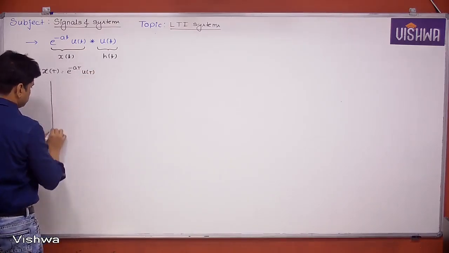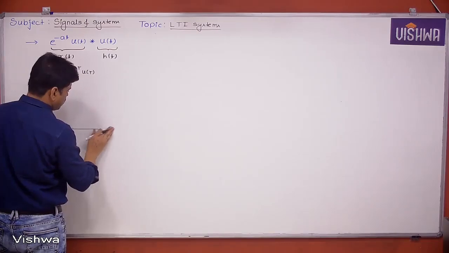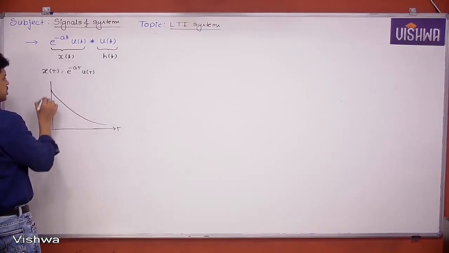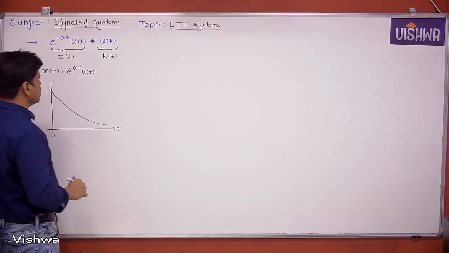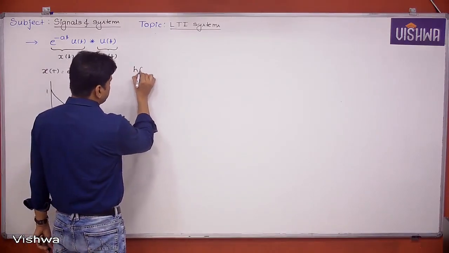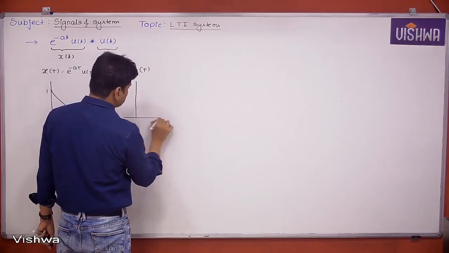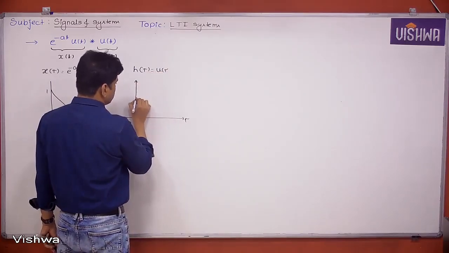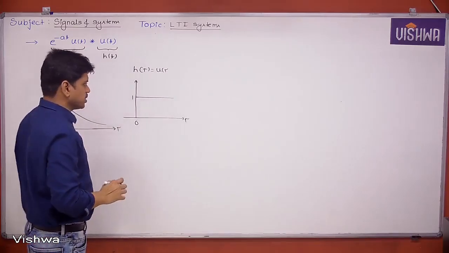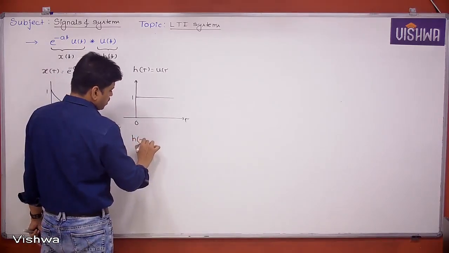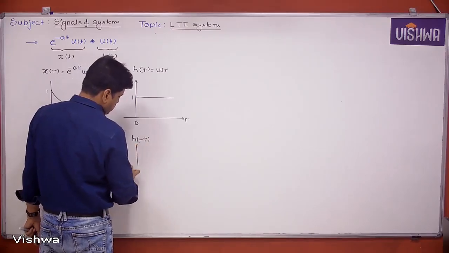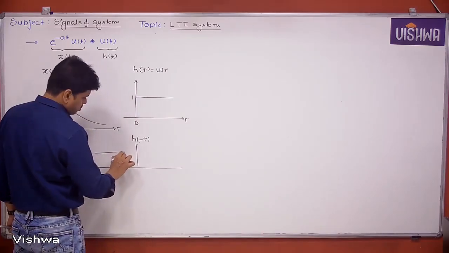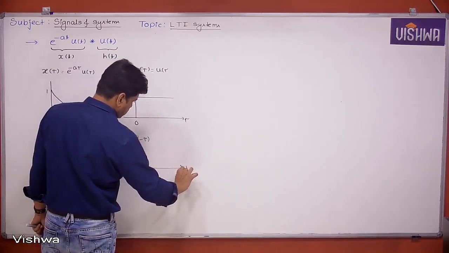If I draw this graph with respect to tau, how does it look? It is an exponentially decaying function with respect to tau. This is how x of tau looks. Next, h of tau: its value is equal to 1 because it is u of tau. This is how it looks. Next we have to fold the signal, that means find h of minus tau. This is how h of minus tau looks.